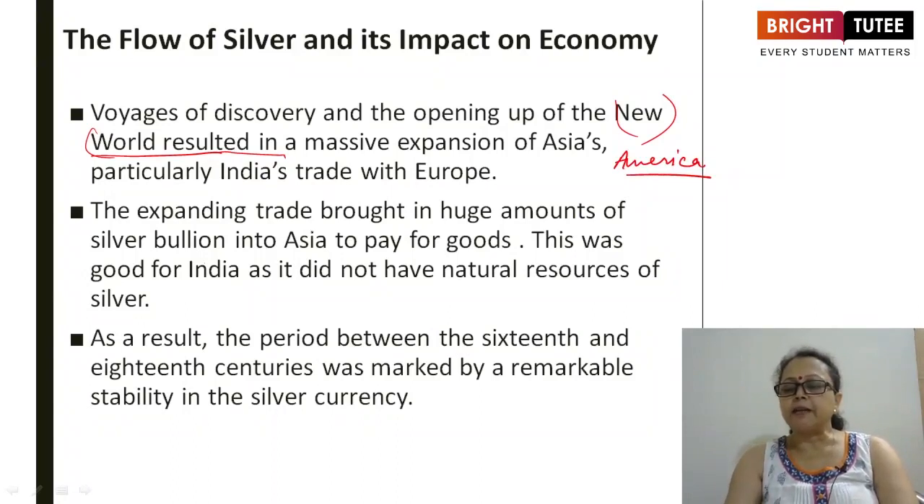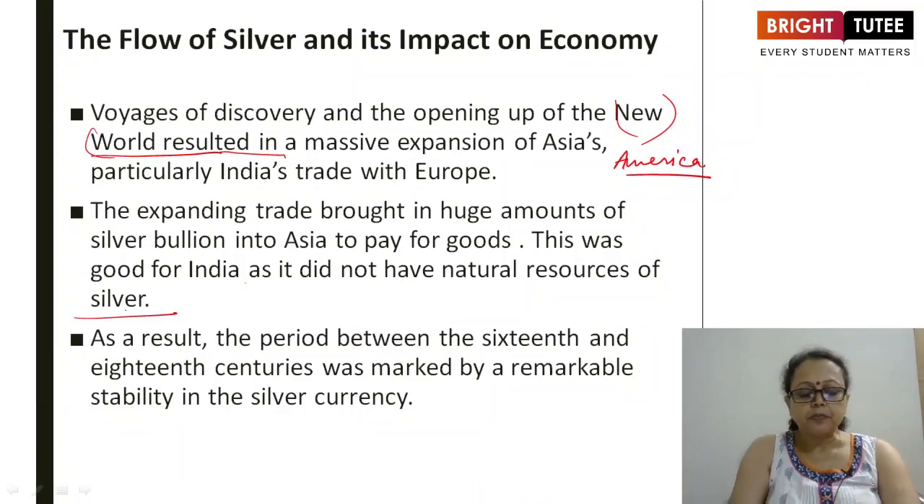The expanding trade brought huge amounts of silver bullion into Asia to pay for goods. This was good for India as it did not have natural resources of silver. How was it beneficial for our country?